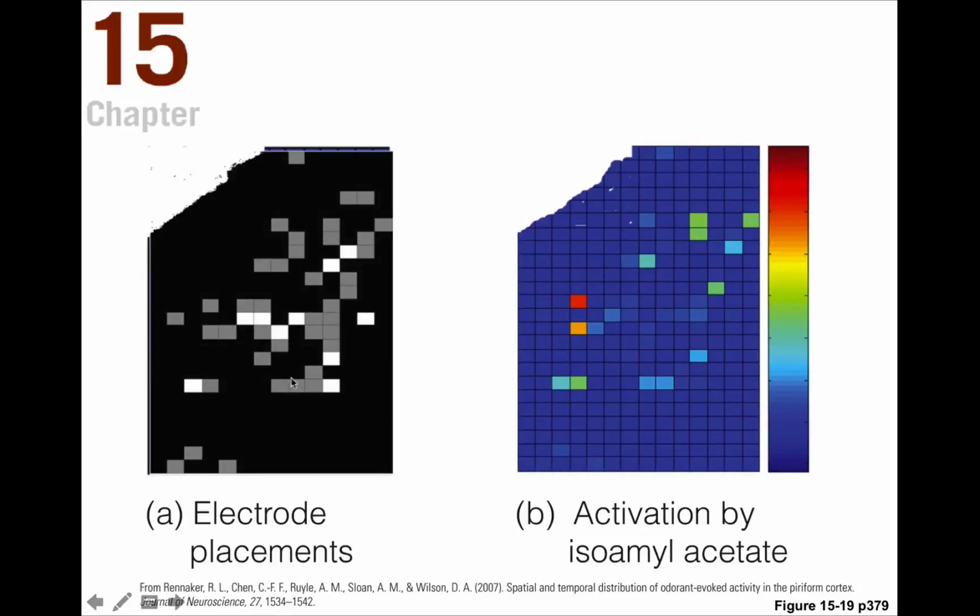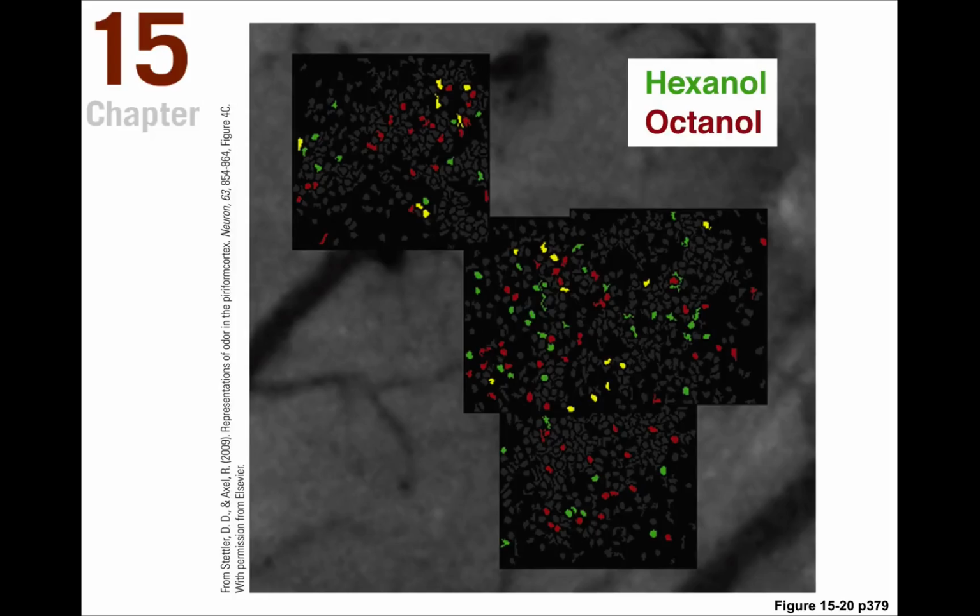So here are the data, right? Here are the patterns of activity in the piriform cortex from electrode placements, and the lighter the square, the more activity. And then notice here we have the activation by light, activation by isoamyl acetate. Notice very similar patterns of responding. You have a lot of responding here on the bottom part, and most of the responding is confined to the bottom part here. So there's a lot of correlation between these two types of studies.